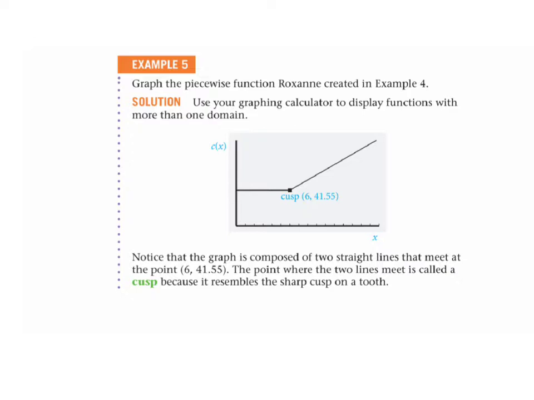Here's example 5, which is important to us just for visual reasons. It says graph the piecewise function from Roxanne in example 4. It's not necessary, since not all of us have a graphing calculator. But if we did graph it, this is what it would look like. Why it's important to us is that the cusp of the graph is right here. It's the point where the 2 lines meet. They call it that because I guess it resembles the cusp of a tooth. It's where the line basically changes direction. It's an example of how, as you add lines, your costs go up. Get that down, and we will go to the next slide.